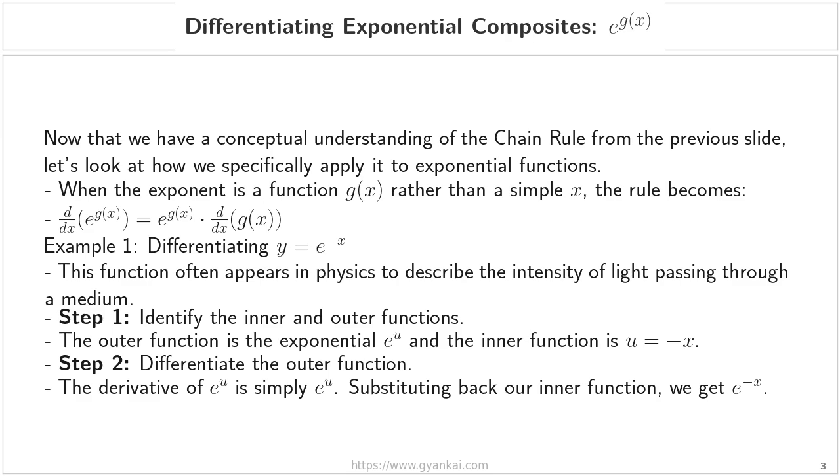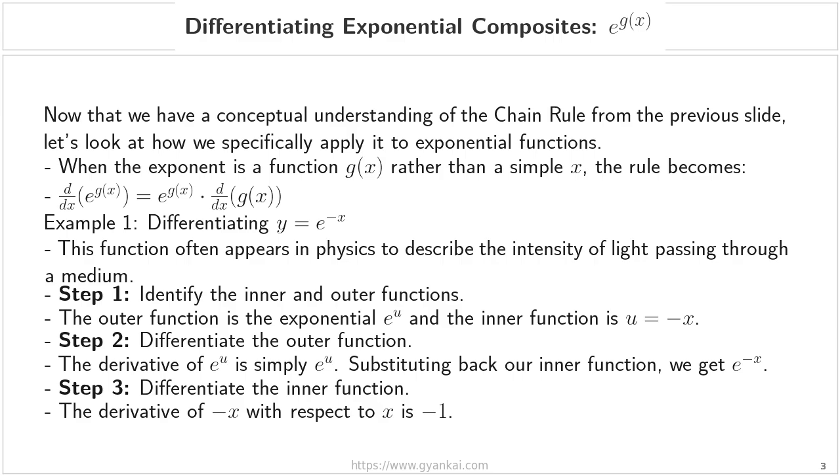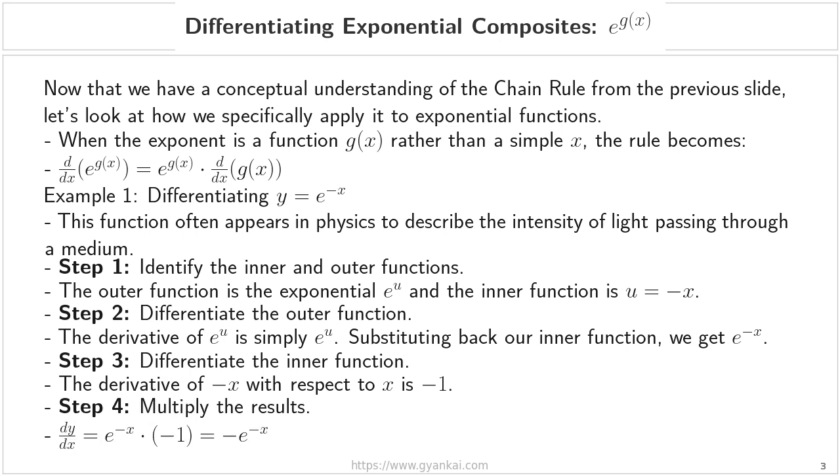Step 3 is to differentiate the inner function. The derivative of negative x with respect to x is simply negative 1. Finally, in step 4, we multiply these two results together. e to the power of negative x multiplied by negative 1 gives us our final derivative, negative e to the power of negative x. This pattern of differentiating the shell and then the inside is exactly what we will apply in the next few examples, including more complex trigonometric exponents.